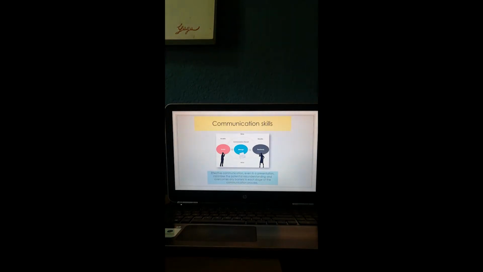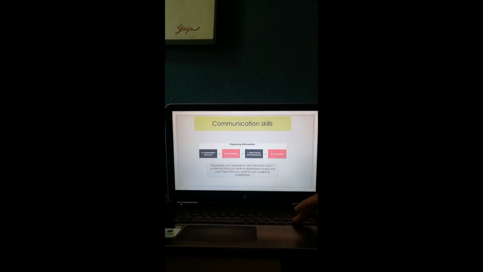Then effective communication, even in a presentation, minimizes potential misunderstanding and overcomes any barriers in each stage of the communication process. Here, the sender sends a message through a communication channel to a receiver. The sender encodes the message in an appropriate way for the channel, and the receiver decodes it to understand its meaning. It's important here for the sender to be clear in the message, like I said before, so the receiver doesn't get a misunderstanding.